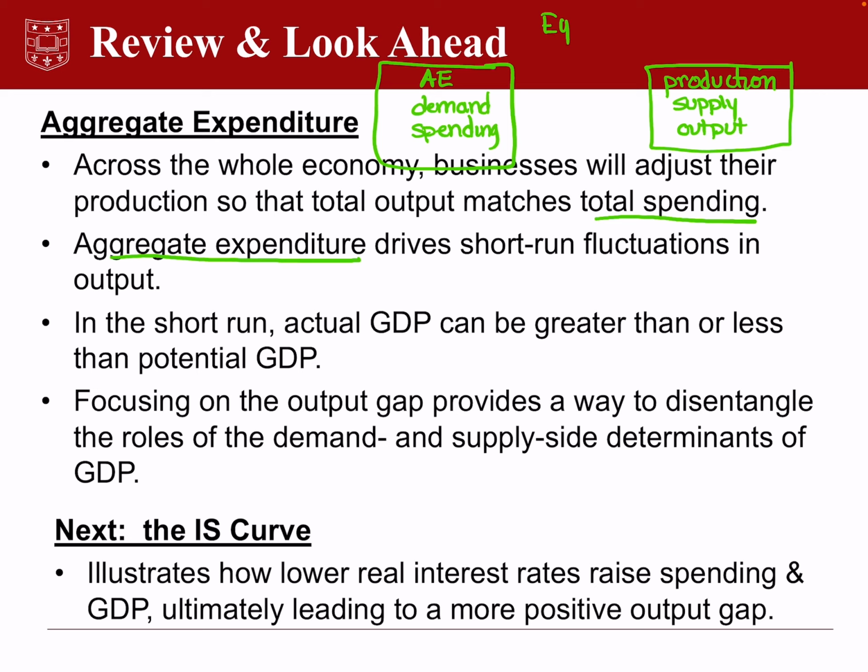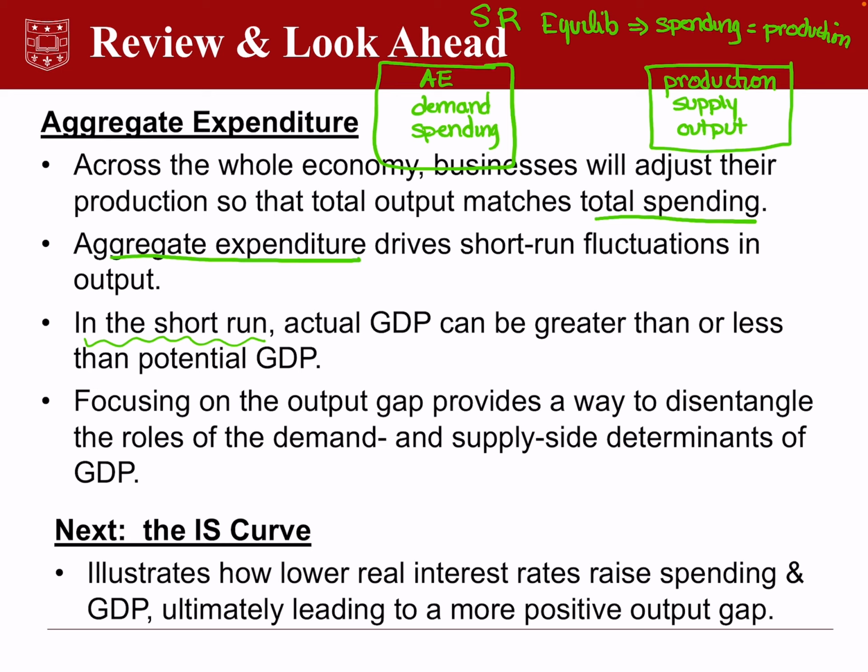And then an equilibrium for the macroeconomy in the short run is when we have spending and production the same. And we get to that point because of the signal that comes from unplanned inventory changes. And then what we noted in the previous couple of slides is that in this short run equilibrium, actual gross domestic product can be greater than or less than or equal to the potential level. And so we focus on the output gap as a way of disentangling the impact of demand and supply side forces in the macroeconomy.